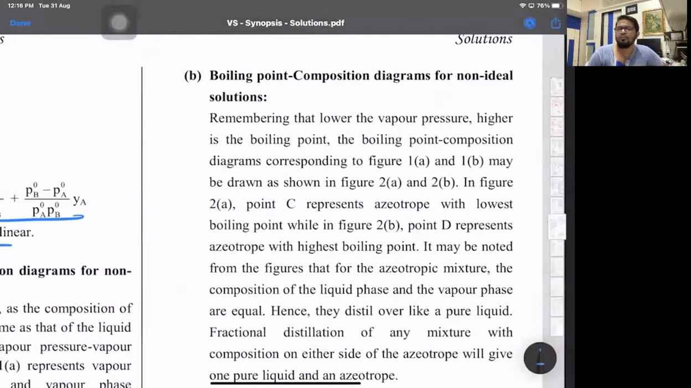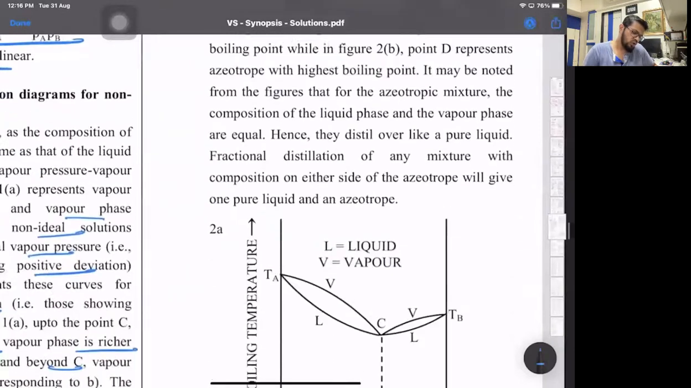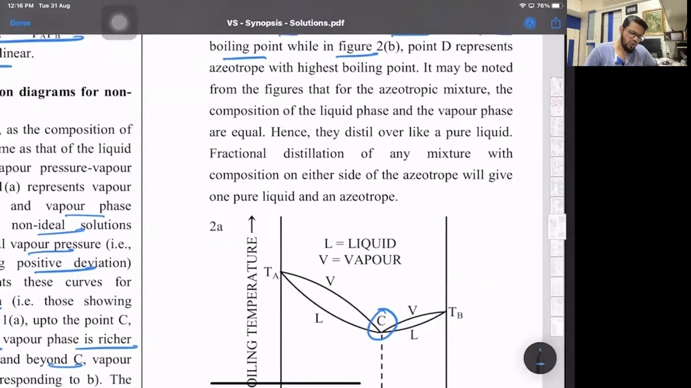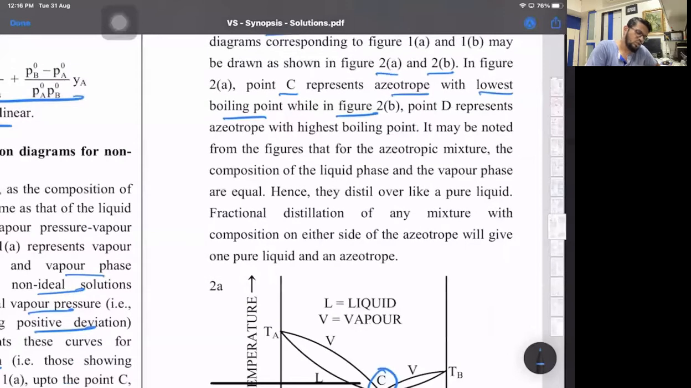Then boiling point composition for non-ideal solution. How do you represent it? The lower the vapor pressure, the higher the boiling point. True, because when the vapor pressure is lesser, the boiling point is higher. The boiling point diagram corresponding to 1A, 1B may be drawn as 2A or 2B. In 2A, point C represents the azeotrope with the lowest boiling point. Point C is the azeotropic mixture. Whereas in 2B, point D represents the azeotrope with the highest boiling point.